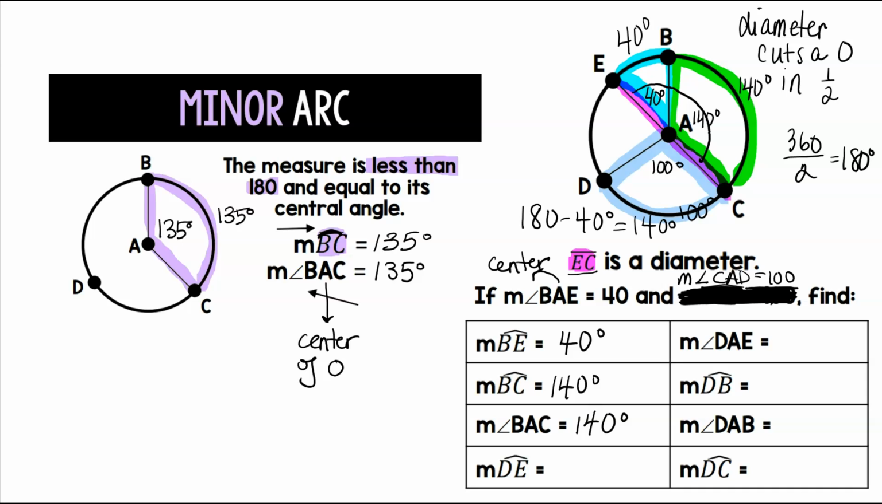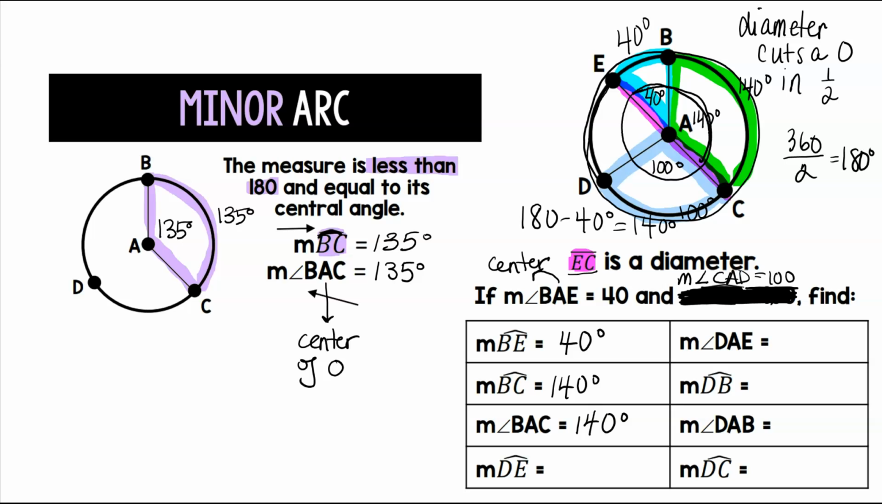So this next part here, arc DE, is what we need to look for now. Well, we could do this one of two ways. We can say all of the arcs of a circle need to add to 360, or we can say all of the central angles inside have to add to 360. Either way will get us an answer.